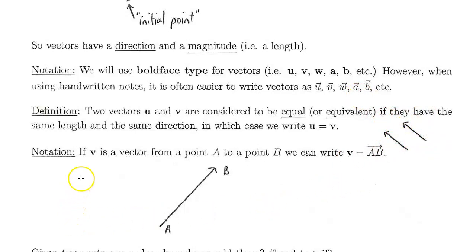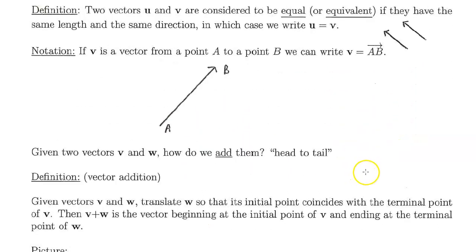Okay, so some more notation. If v is a vector from a point A to a point B, so A, let's say, is this point down here, and B is a point up here, we can write v is the vector from A to B, and we write A to B with a little arrow over top of it. So this is the vector here from A to B, right here is what I've written.